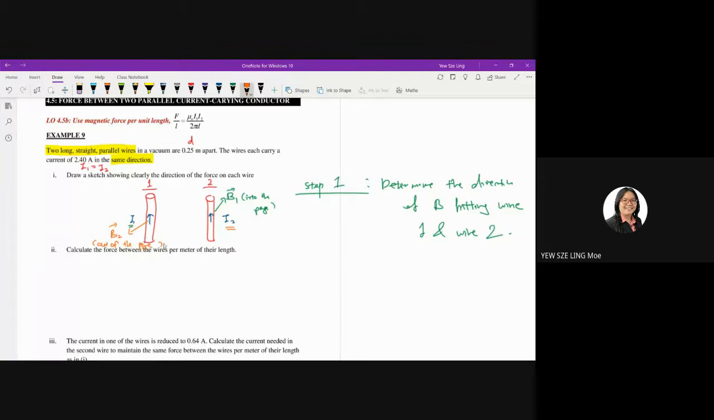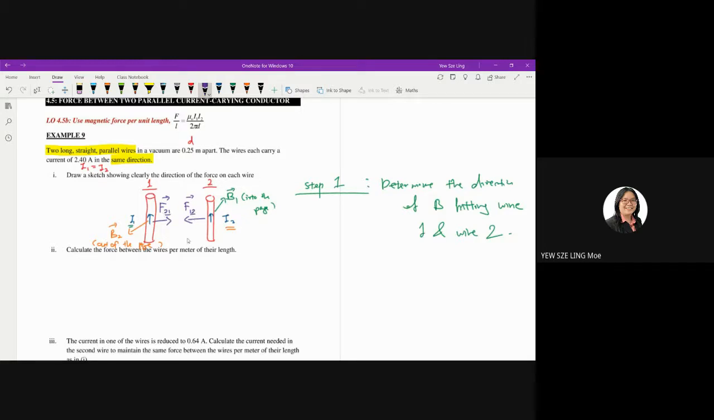So from there, you then determine the directions of the force. So your I, which is your L, is going up. B2 is out of the page. Then the force would be going to the right-hand side. So this is your F21. And then if you do it again for wire 2, with the B into the page and the I going up, then you should obtain the force going to the left-hand side. This is your F12. From 1 on 2, from 2 on 1.